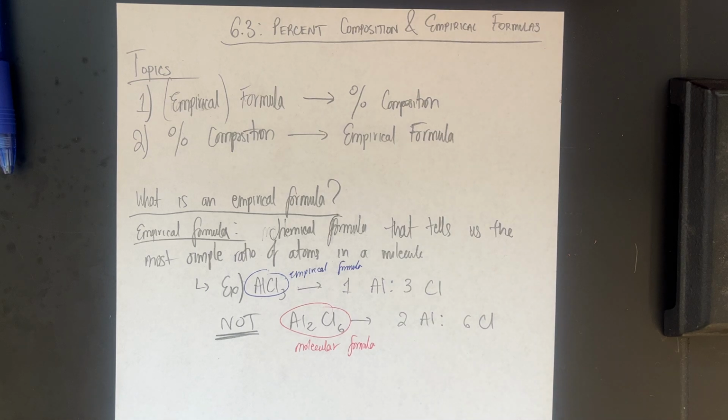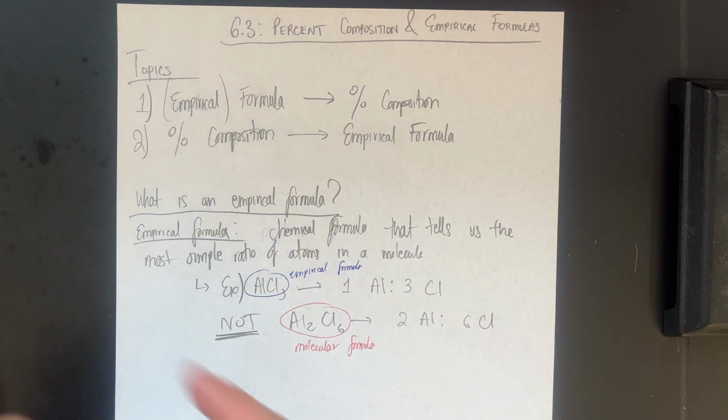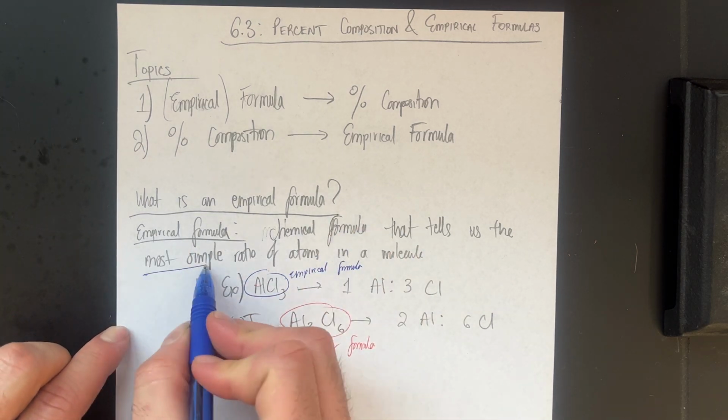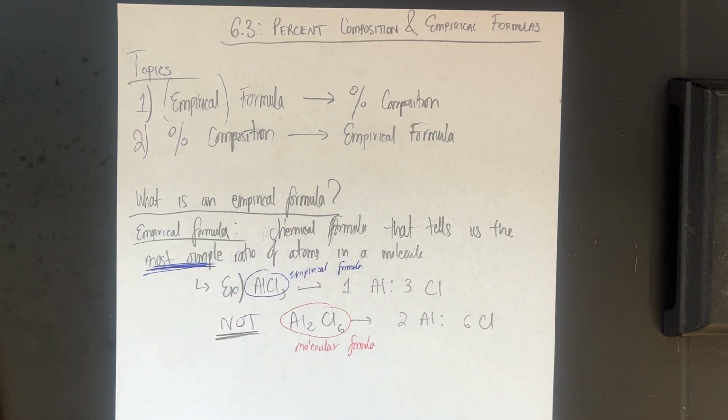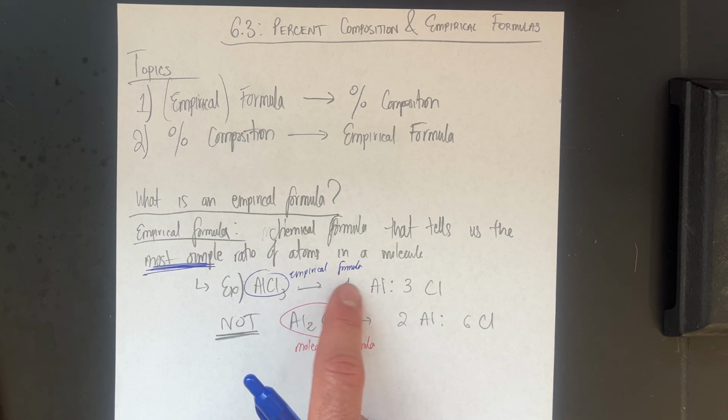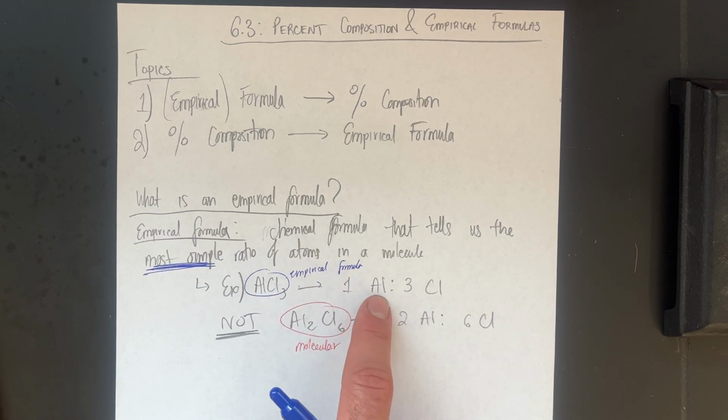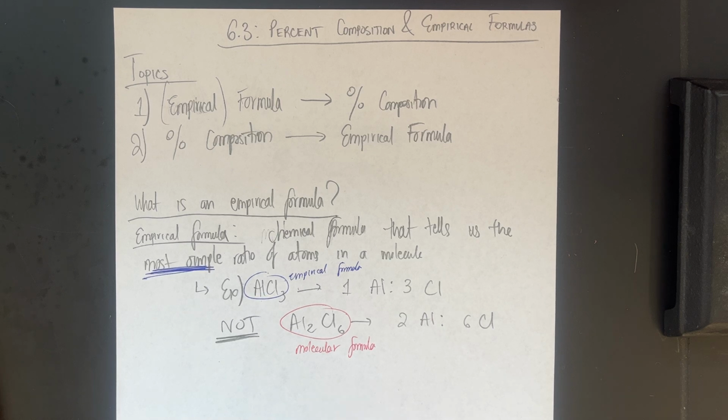But first, what is an empirical formula? Simply put, an empirical formula is a chemical formula that tells us the most simple ratio of atoms in a molecule. So, for example, if we have aluminum and chlorine, AlCl3 would be the empirical formula because it has one Al for every 3 Cl. It's telling us that that's the ratio, and this is the most simple ratio. You can't simplify 1 to 3 any further.